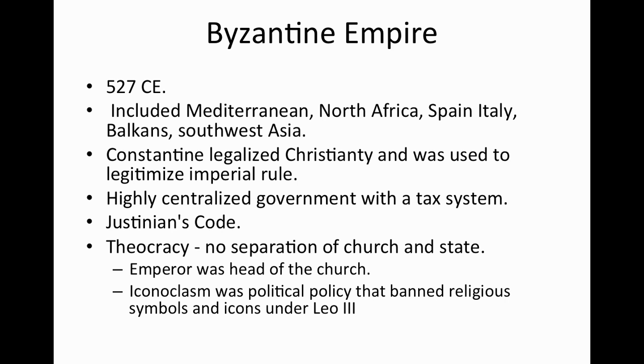Justinian's code did emerge, right? So there was a legal code. And again, it was a theocracy, meaning there was no separation of church and state. The emperor was head of the church, and he was also the governor, or the ruler. So maybe he didn't make the day-to-day decisions regarding the church, but he oversaw the church. He would choose the bishops, and he would establish religious doctrine like iconoclasm, if you recall. That was a political policy that banned religious symbols and icons under Leo III. That would eventually get repealed, but it's a good example of the ruler establishing religious doctrines.